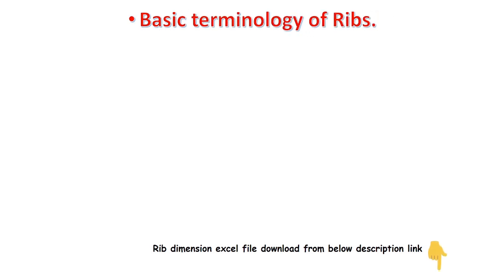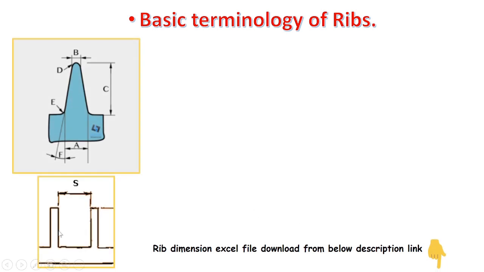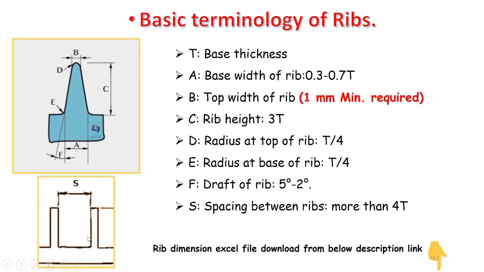So here we can see the basic terminology of ribs. These are the two pictures. T means base thickness. This is T, the base thickness, from this point to this point. A is the base width of the rib. This is A, the base width. It is always in the range of 0.3 to 0.7 of the base thickness. That means 0.3 to 0.7 T.